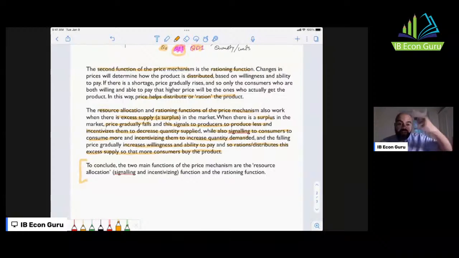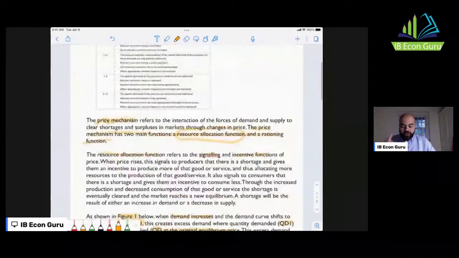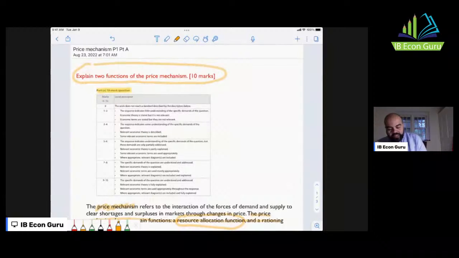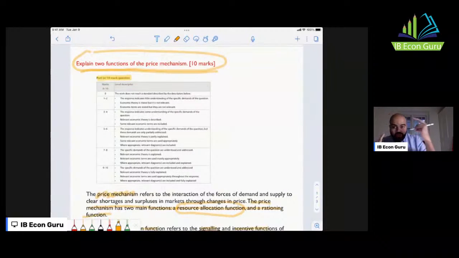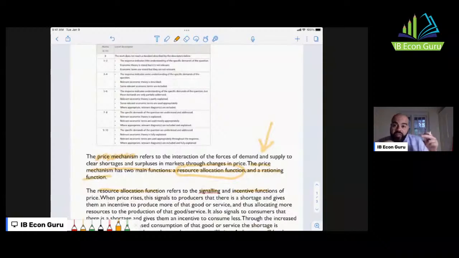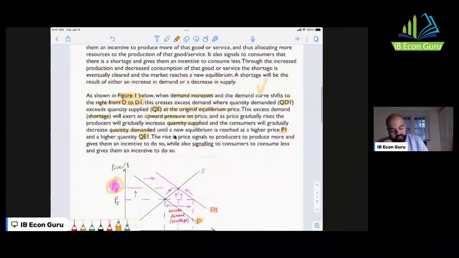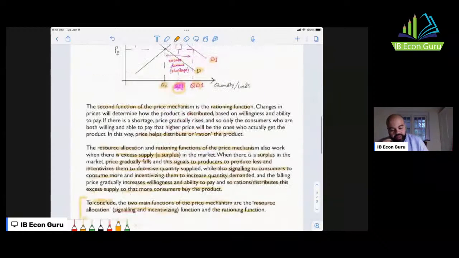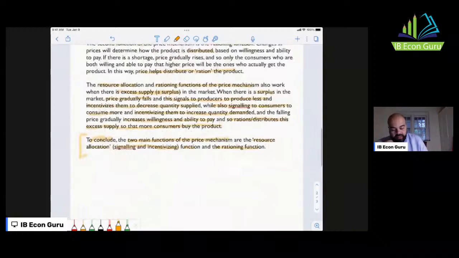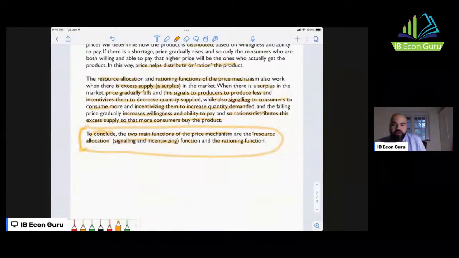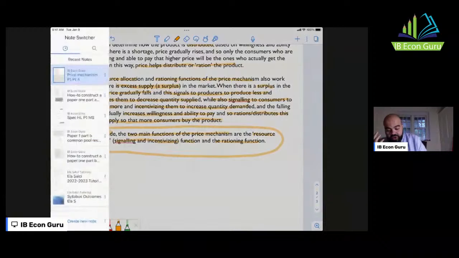And then this paragraph here is where I make sure I'm linking back to the question. To conclude, the two main functions of the price mechanism are the resource allocation, signaling and incentivizing function, and the rationing function. You can see here I followed that structure. The question was explain two functions of the price mechanism. I answered the question in short form in the introduction paragraph, as well as defined price mechanism. I explained the first function of the price mechanism. I explained and drew a diagram. Then I explained the second function of the price mechanism. Then I added a conclusion paragraph. Okay, it's the same structure I just showed you.